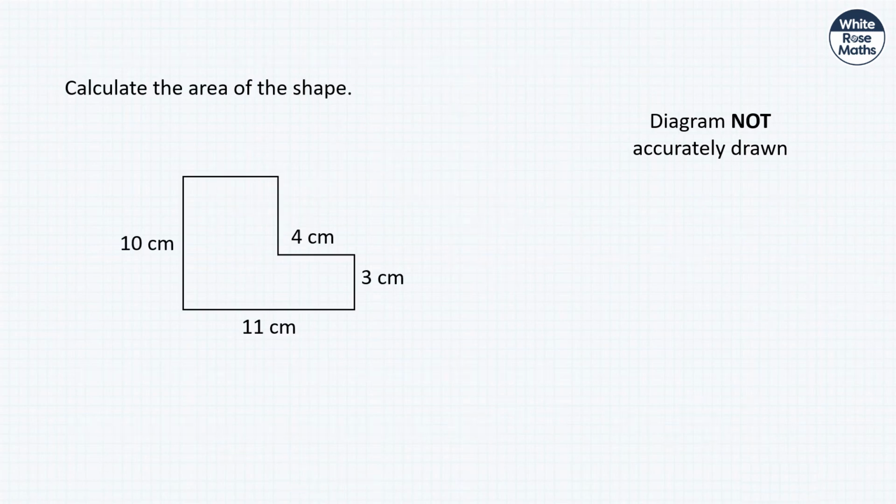There we go. So calculate the area of the shape. This is what I call a compound shape. So I'll make it into 2 rectangles. So 11 by 3, 11 times 3 will be 33 centimeters squared.